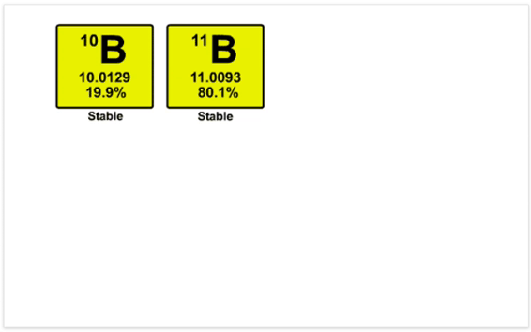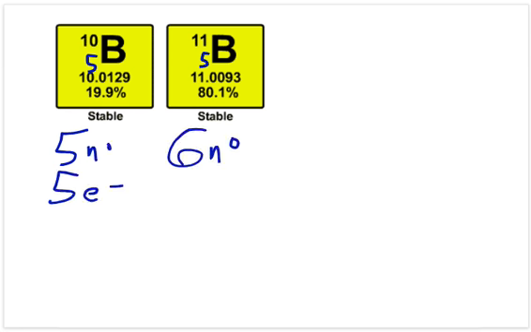Here's another example. This is boron. Again, boron, if we look at the periodic table, has an atomic number of 5. So this boron has 5 neutrons. Also, interestingly, has 5 electrons. Maybe not interesting. 6 neutrons. This one has 5 electrons. Now notice, again, they have the relative abundance.